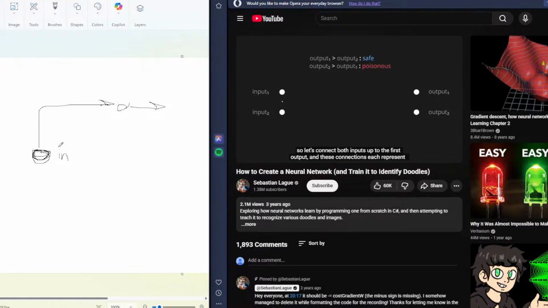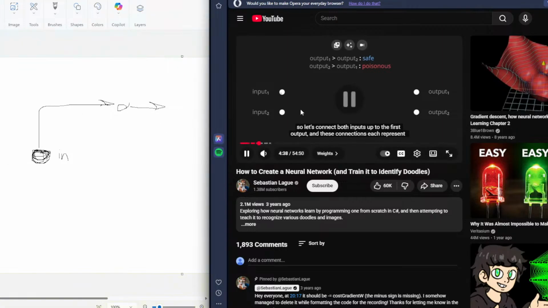Because technically you could say, okay, the input comes in and we're going to divide the input by 99, and now the input doesn't have much of an effect on the output. But if we say we take the input and multiply it by 100, now the input has a huge factor on the output. So let's connect both inputs up to the first output, and these connections each represent a weight for essentially how important the inputs are to that particular output.